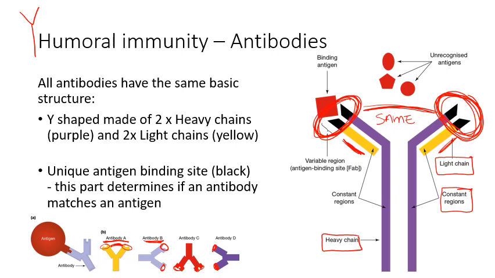So just to quickly recap, we have our Y-shaped structure made up of 2 heavy chains, which were the ones in purple, 2 light chains, which were the ones in yellow, and each arm of your Y has the unique antigen binding site, which is in black. Okay, and that will stay consistent across both arms of the Y. It will only change between antibodies that come from different plasma B cells.